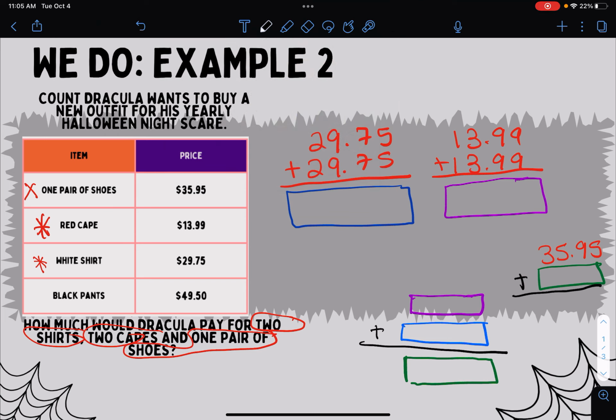Okay? So you're going to add the 29.75 plus 29.75, and you get your answer in the blue box. Then you're going to add 13.99 plus 13.99. Then you're going to get your answer in your purple box. You're going to add those two answers, the purple answer and the blue answer, and you're going to get a green answer. That's why I have a green box here. Your answer in your green box, you are then going to take and add to the 35.95, and that will be your final answer. Okay?